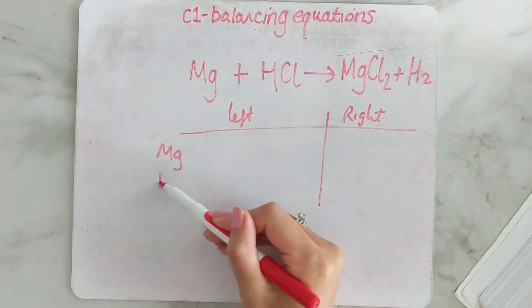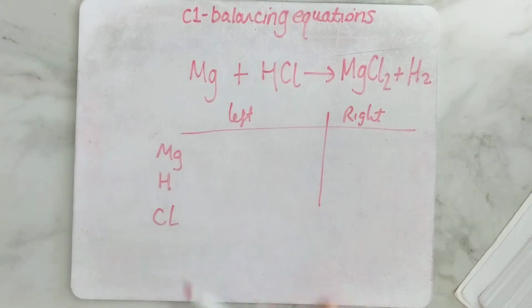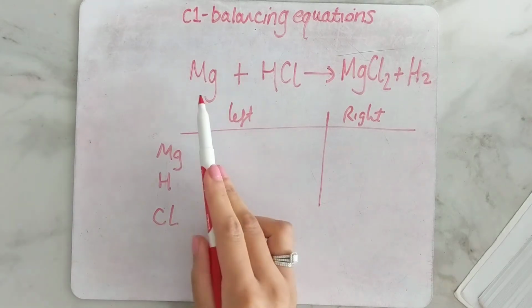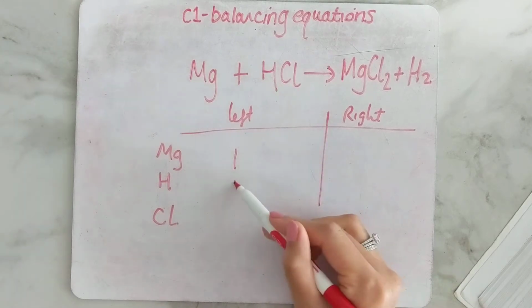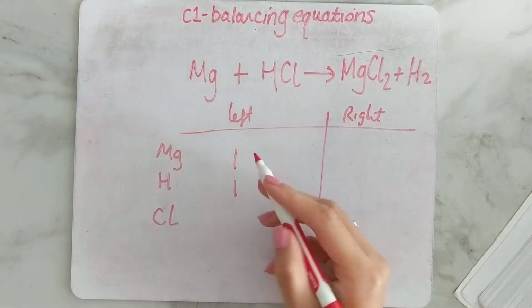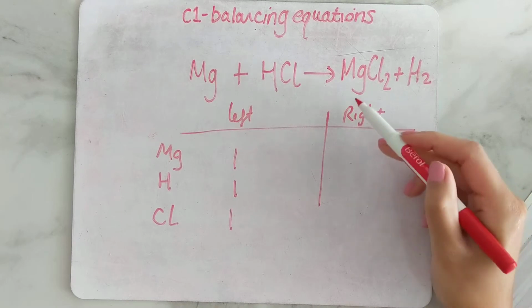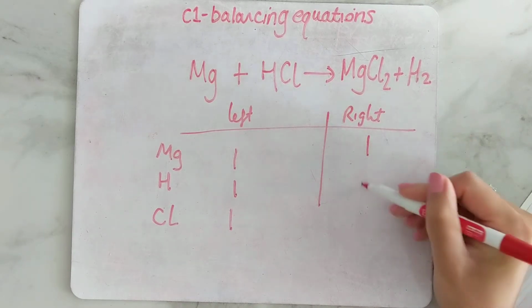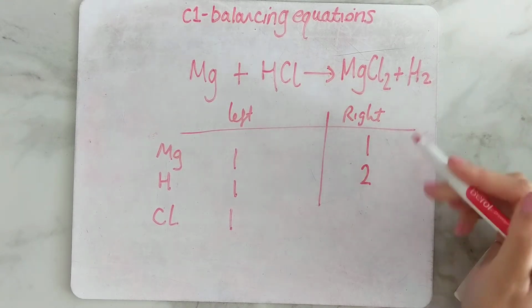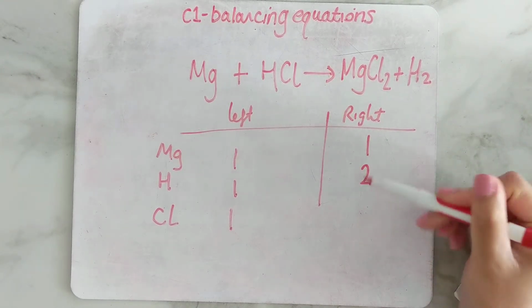So Mg, H, Cl. Okay, how many magnesiums on the left? 1. How many hydrogens on the left? 1. How many chlorines on the left? 1. How many Mgs on the right? 1. How many H's on the right? 2, because of that little 2 there. How many Cl's on the right?